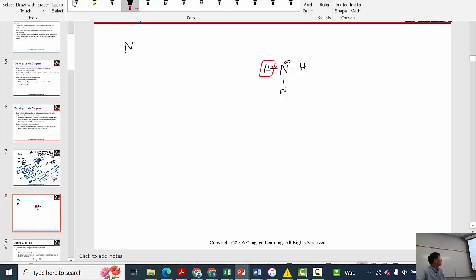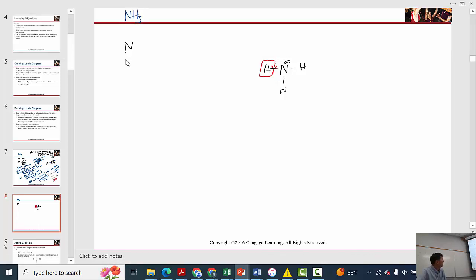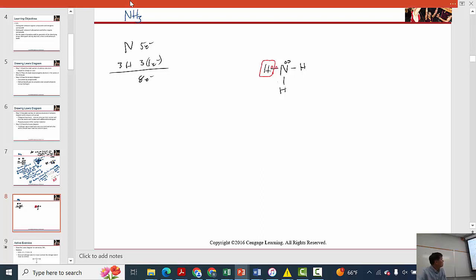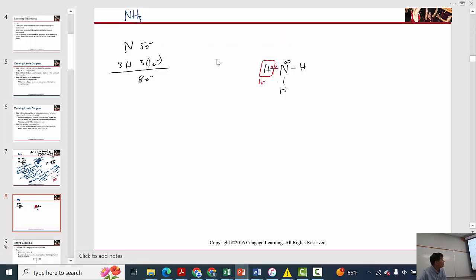And I'm going to have to do this because nitrogen had 5 valence electrons, and then we had 3 hydrogens, which is 3 times 1 valence electron. And that gave us a total of 8 electrons for this structure. Now, when we count the electrons, how many electrons does hydrogen end up with here? It ends up with 1 electron. Okay.